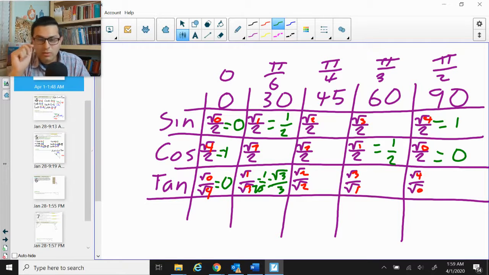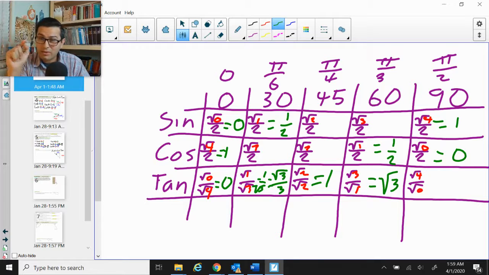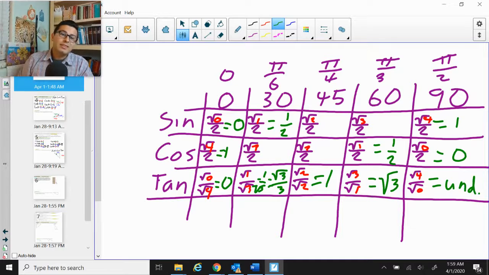Next one is going to be square root of 2 over square root of 2, which are the same thing. So that's just going to equal 1. The next one over is just going to be square root of 1 on the bottom, which is 1 on the bottom. So that's going to be just equal to square root of 3. And the next one, remember, if I have a square root of 0 on the bottom, which is 0, it is going to be undefined. I cannot divide by 0. So I'm going to say this equals undefined. And that is the easiest possible way to make a trig table.